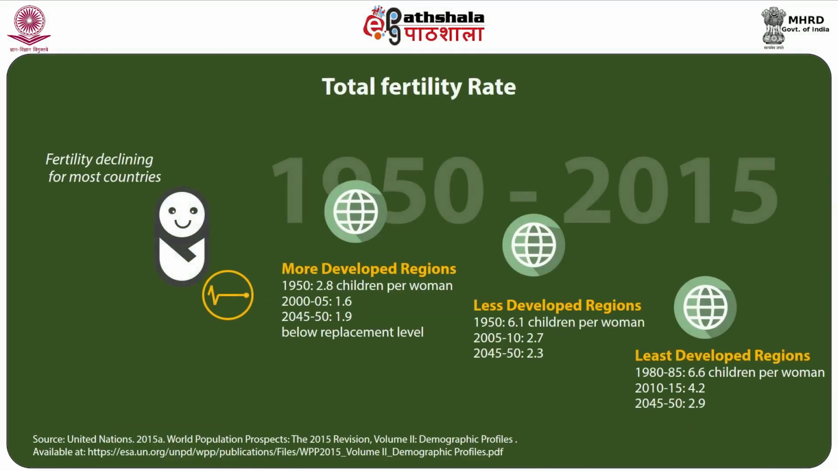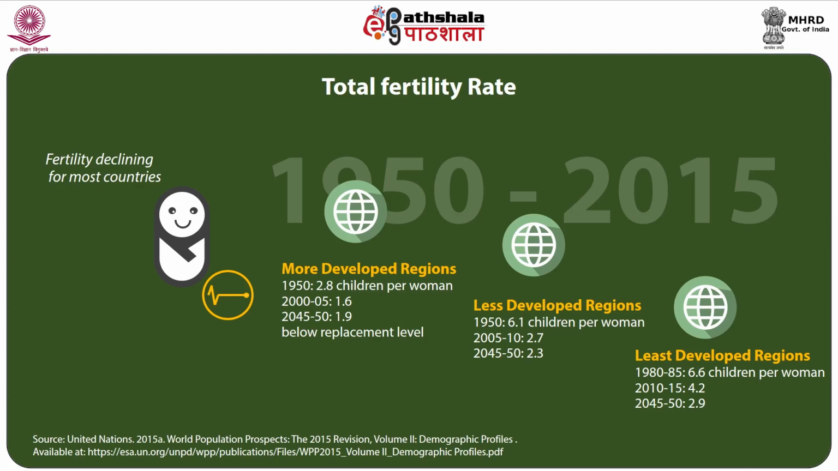If you look at the data, a TFR as high as 2.8 in more developed regions in 1950 to 1955 has come down to 1.6 children per woman in 2000 to 2005. Furthermore, in 2005 to 2010 it is 1.7 children, and 1.67 children in 2010 to 2015, and projections show that it is going to be below the replacement level, at 1.9 children per woman, by 2045 to 2050.